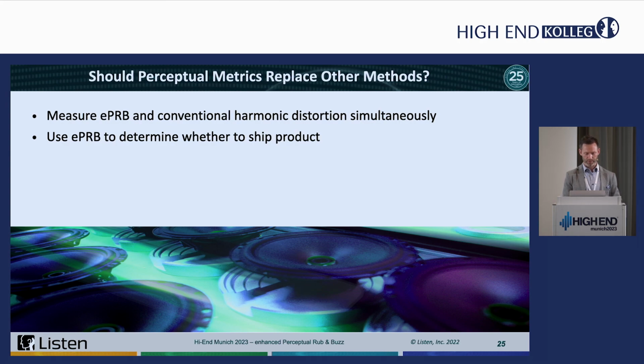So for optimum profitability, our recommendation would be to use both the perceptual metric to determine whether to ship a product or not, and a more comprehensive test to have some metrics that would give you an indication of the health of your setup and some recorded data.